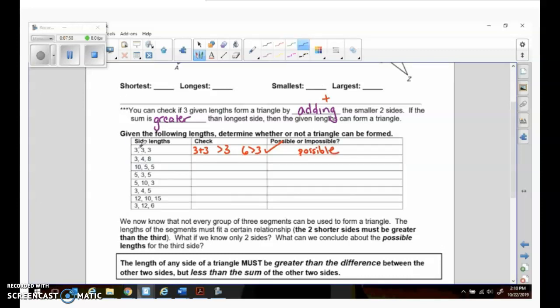Now let's try the next one, 3, 4, and 8. So 3 plus 4, is that greater than 8? 3 plus 4 is 7. 7 is not greater than 8. So, yeah, that one doesn't work. Not possible.